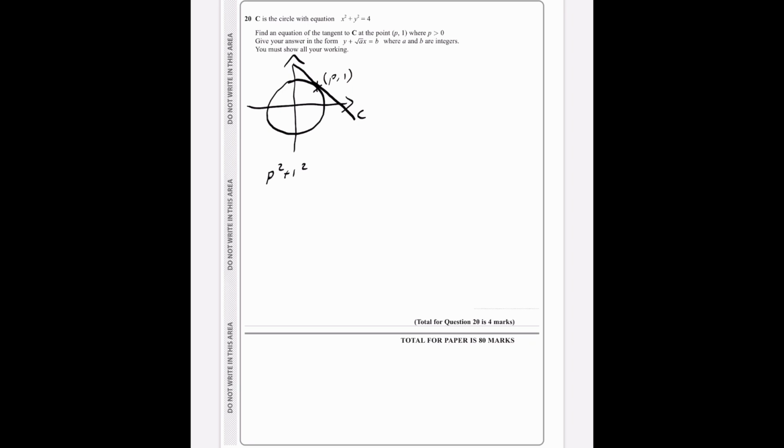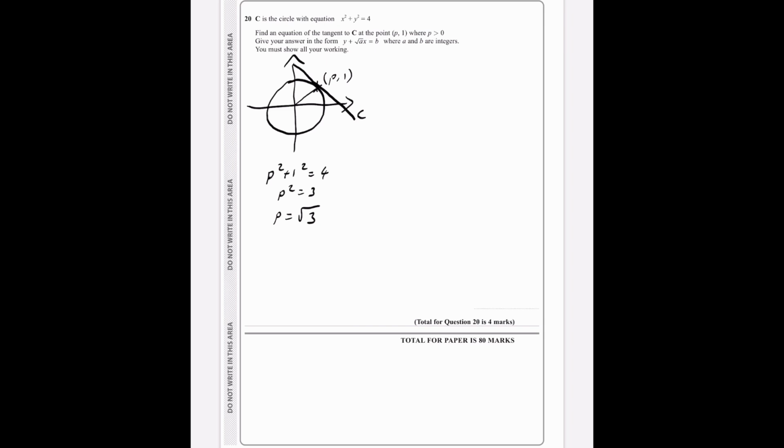Alright, a bit of Pythagoras. We know that p squared plus 1 squared will be equal to 2 squared, or 4. So p squared equals 3, p is going to equal root 3. So the point is root 3, 1.